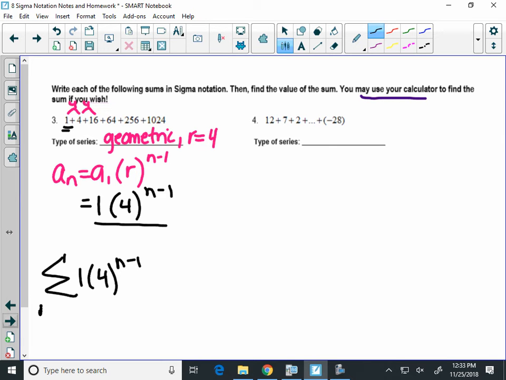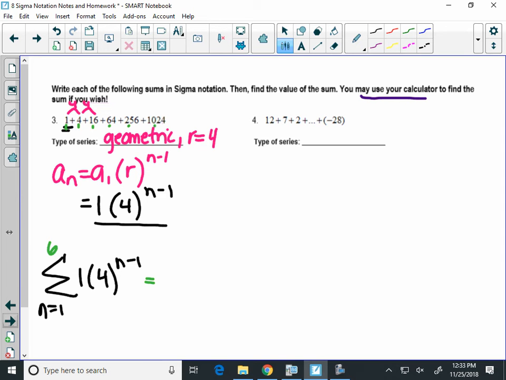Well, 1 is the first term. Start at the first term, and we can just add up. There's no dot, dot, dot. So let's just add up how many terms we are adding. We have 1 term, 2, 3, 4, 5, 6. So 6 is the top index of our sigma notation.